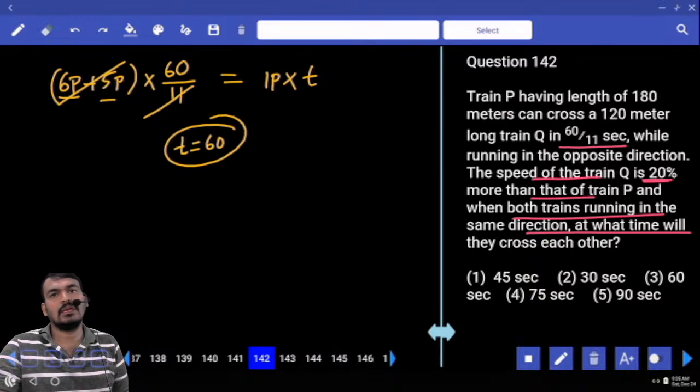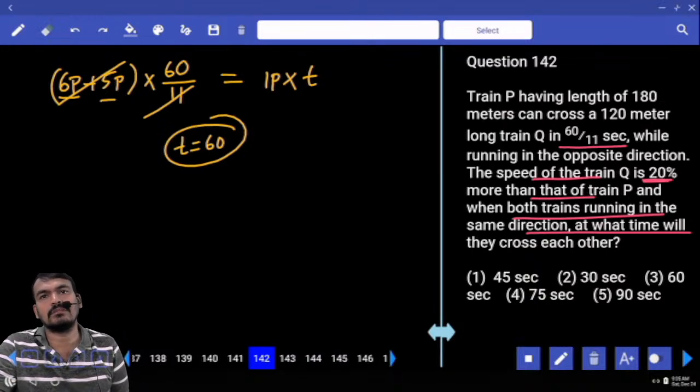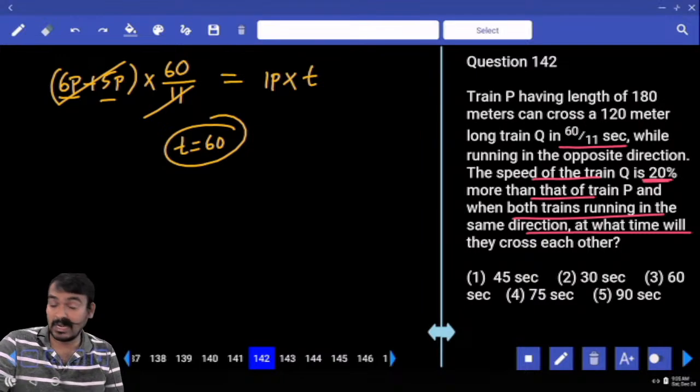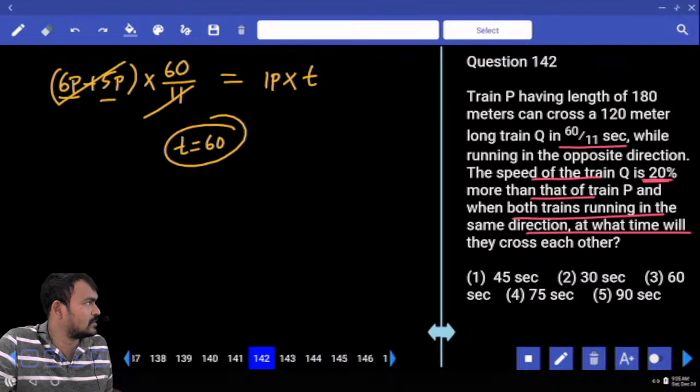Yes or no? Equal distance is covered or different distance? Equal distance, but relative speeds are different or not? In opposite direction, relative speed is the sum of the speeds. In the same direction, relative speed is the difference of the speeds.